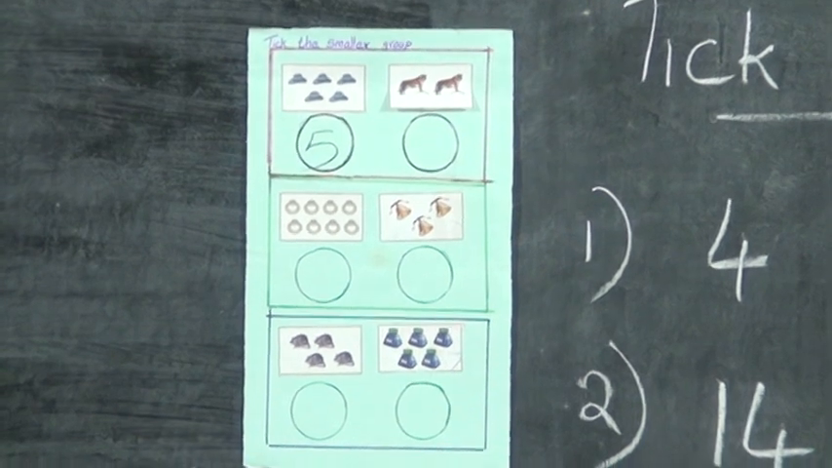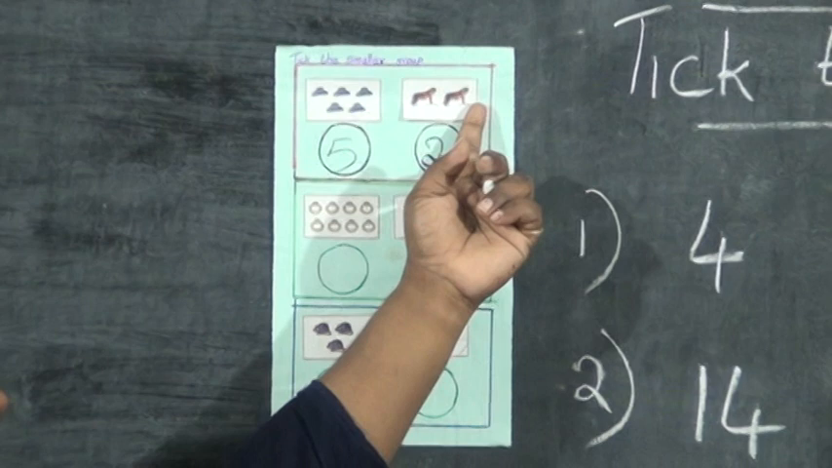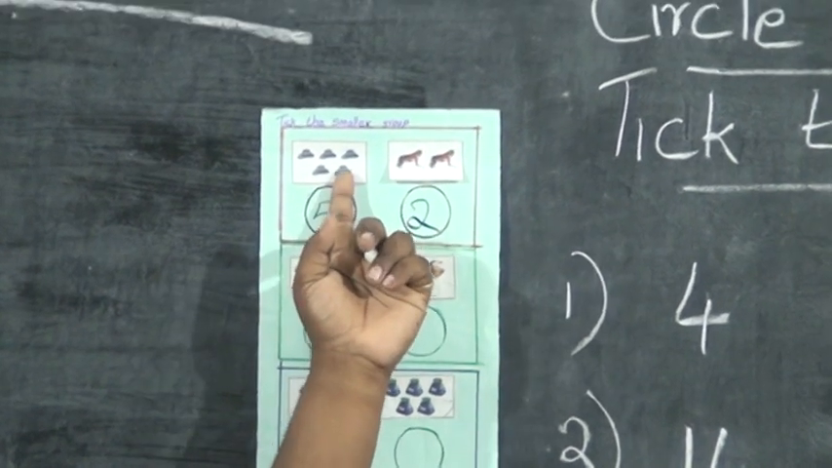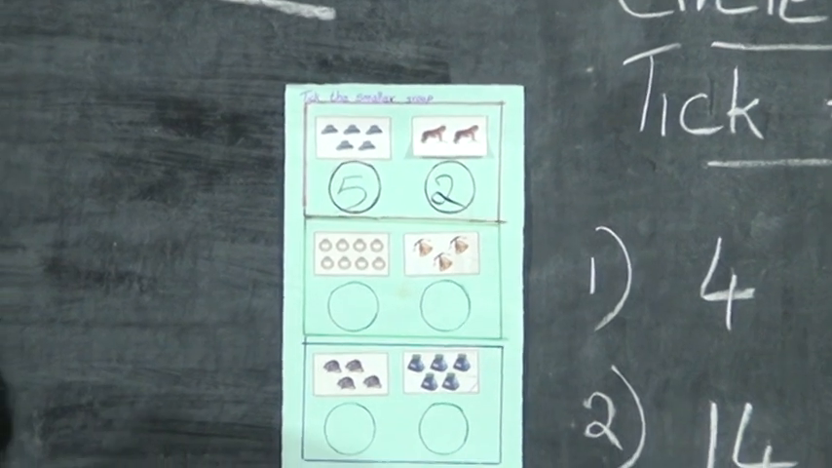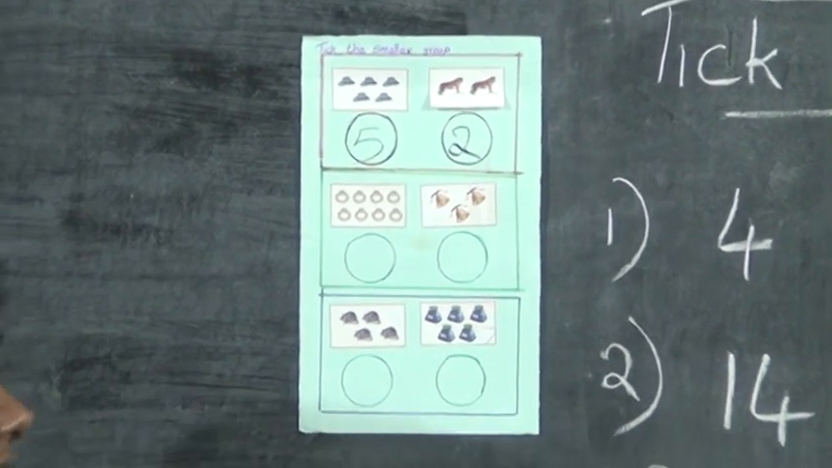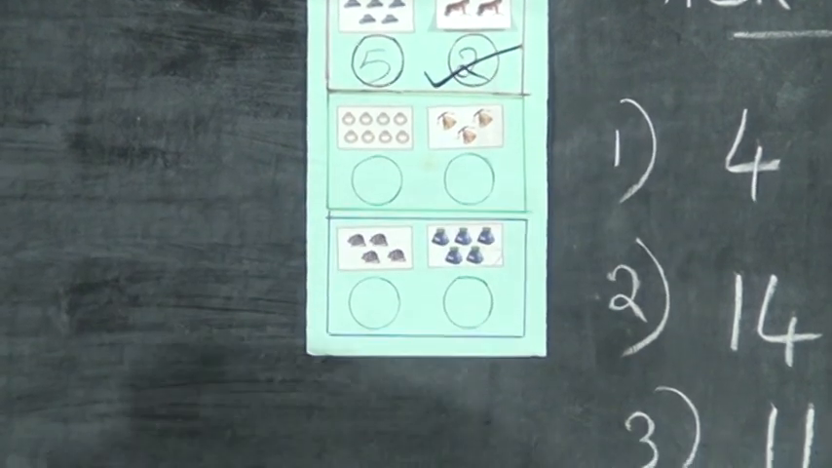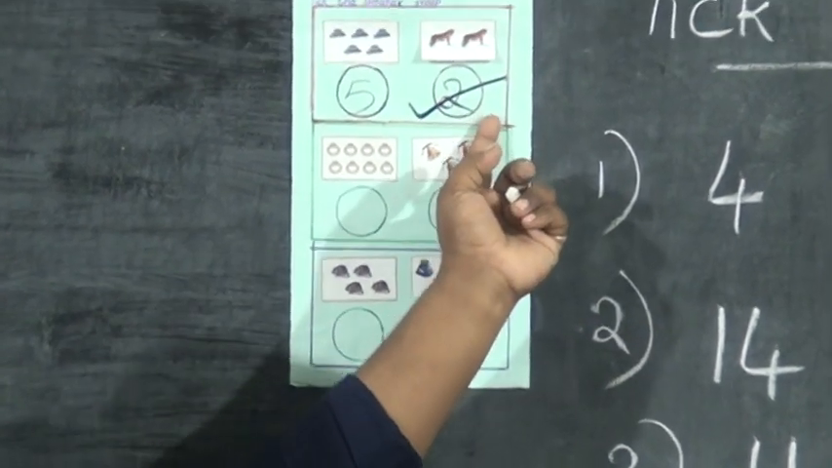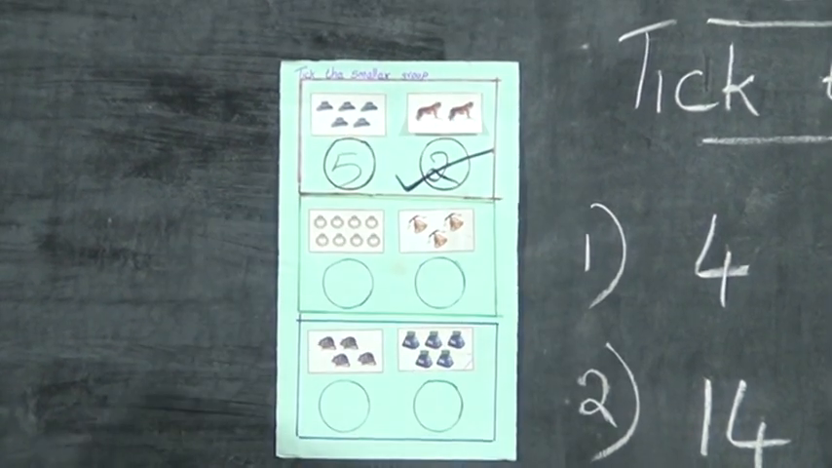There are 5 hats and 2 tigers. Which is the smaller group? We have to take the smaller group. This tiger is the smallest group, so we have to take 2, isn't it? While looking at the picture you can say which one is the smaller group.